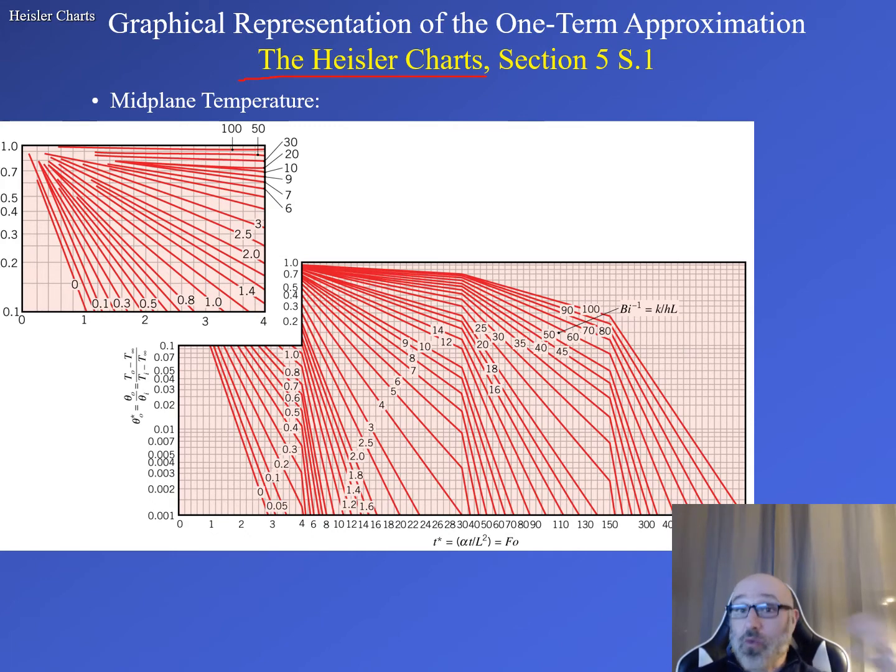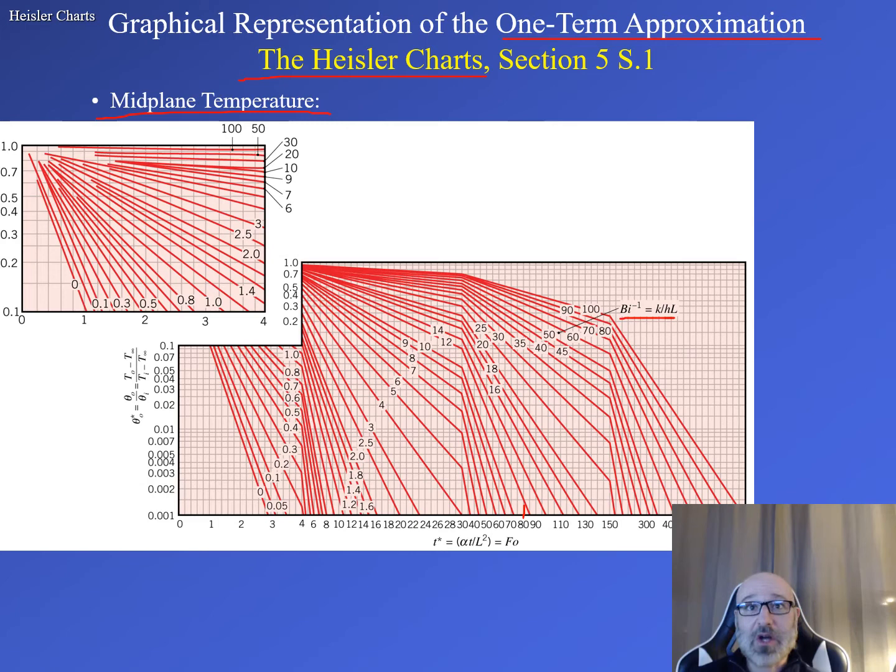So if we want a graphical representation that we can get an approximate solution from, in this case for a one-term approximate solution, we can look for our mid-plane temperatures on these charts and reference back. Again, this is going to be an approximation because we need to come down here on our x-axis, go up to whatever chart we're using.